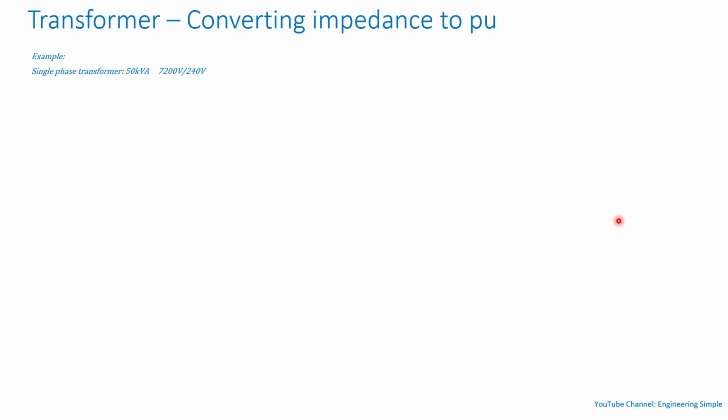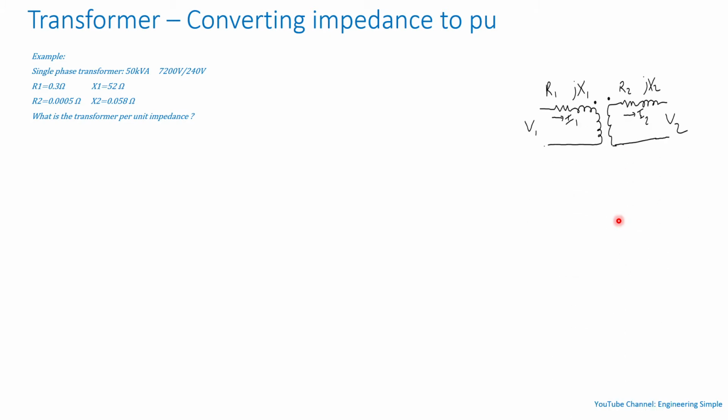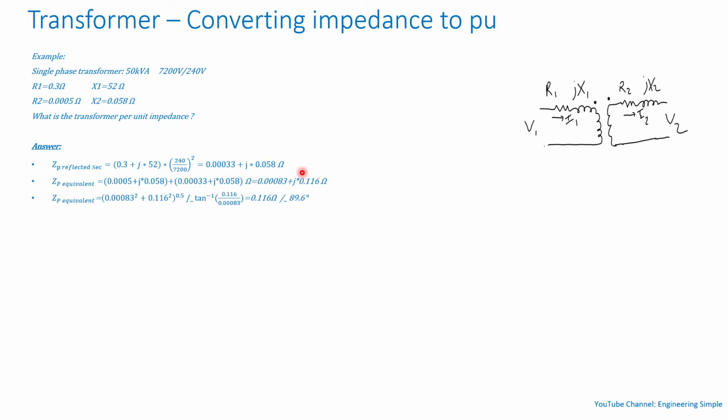Now, how to convert impedance from ohms to per unit. So we have the same example. So the question is, what is the transformer per unit impedance? I already did these calculations, so I'm just going to show them. So all these calculations here are in ohms.